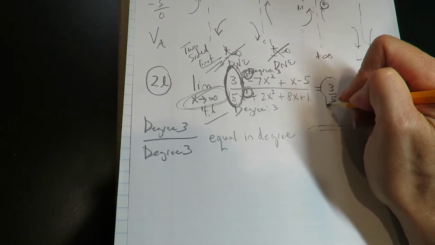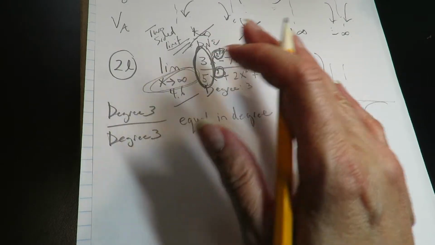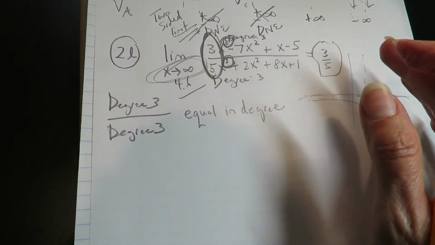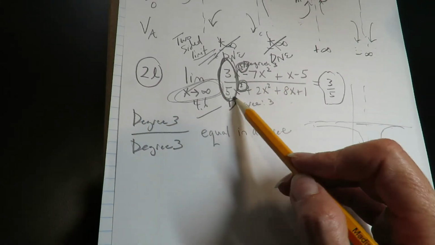Now, the ratio of the leading coefficients might be hiding if it's not in descending order. So sometimes you have to watch for that. But both these polynomials are in descending order. So it was the 3 over the 5.